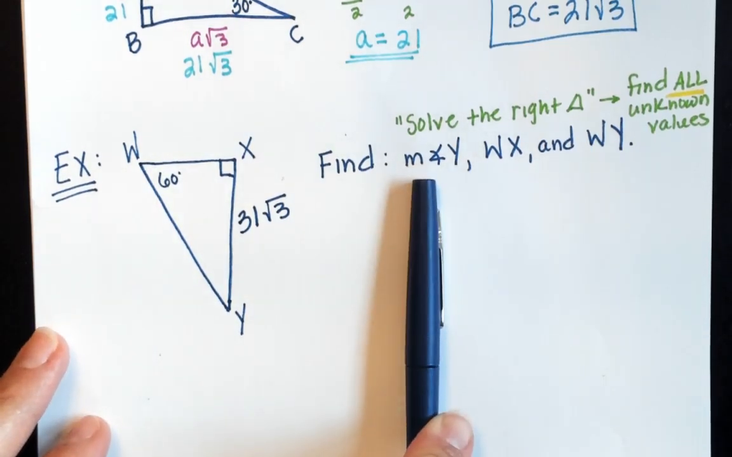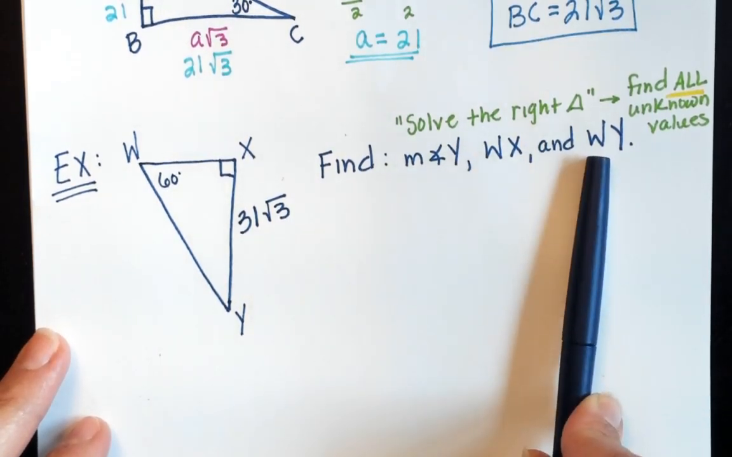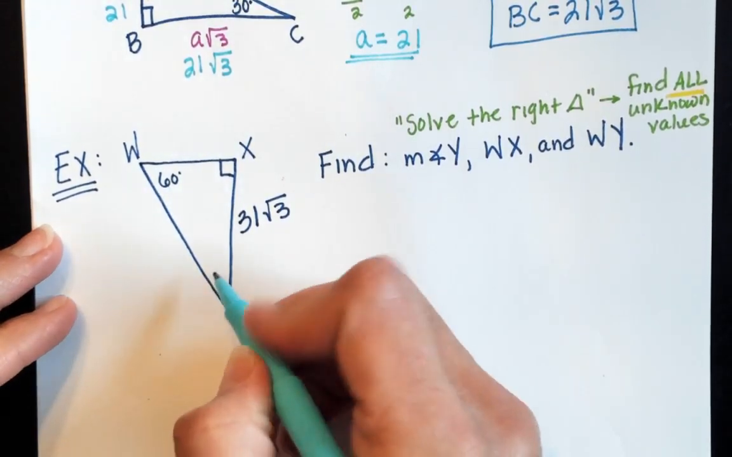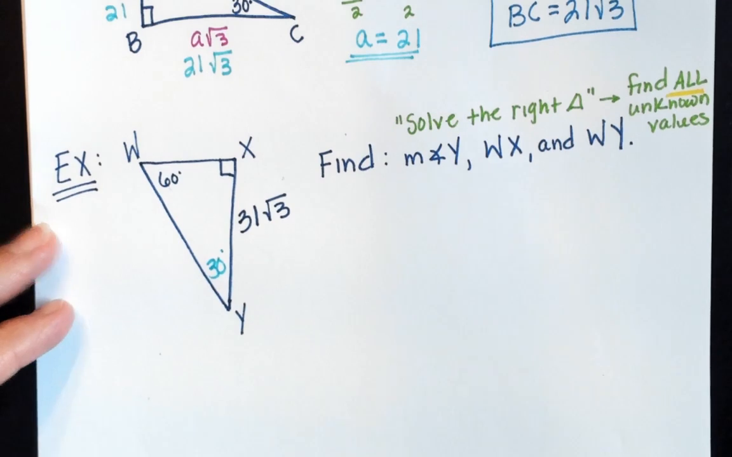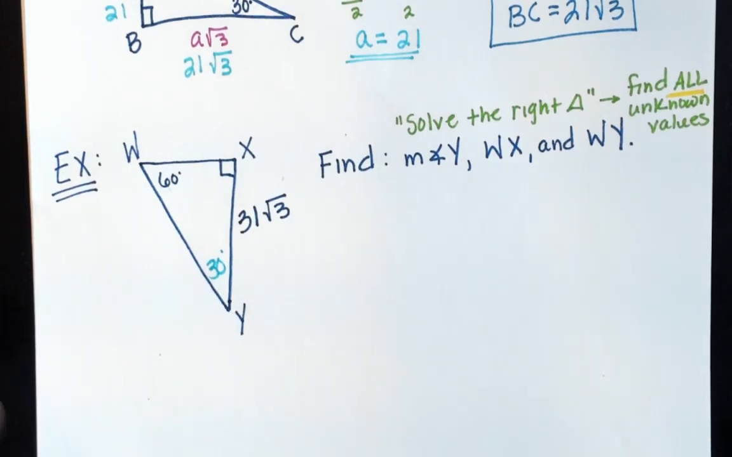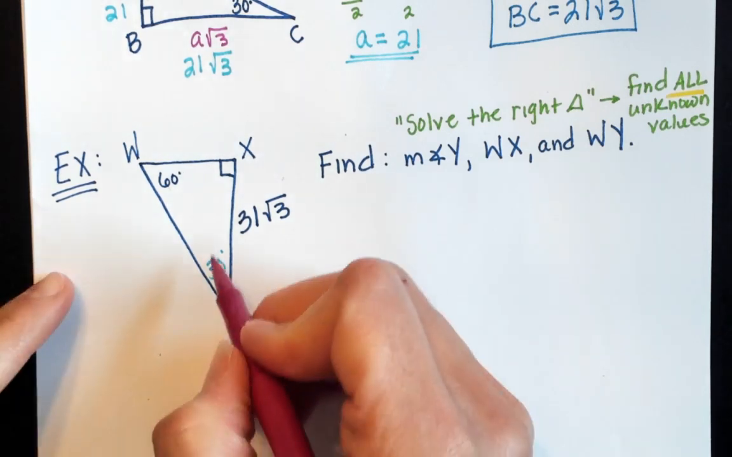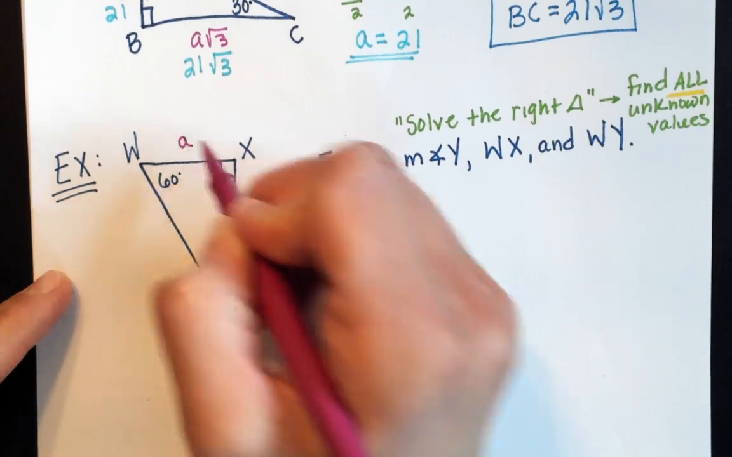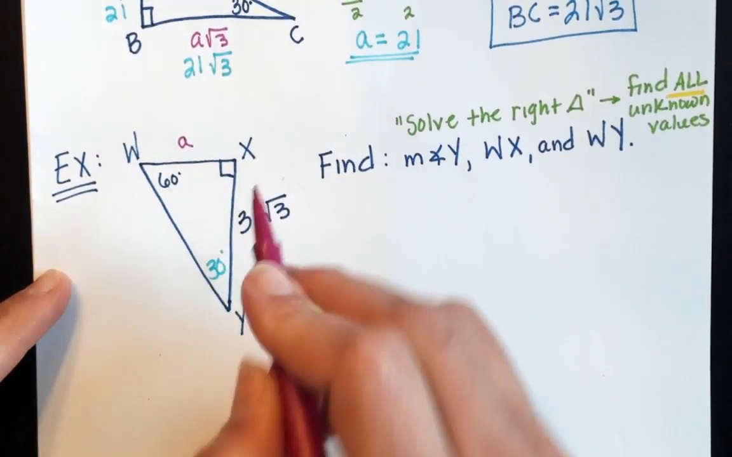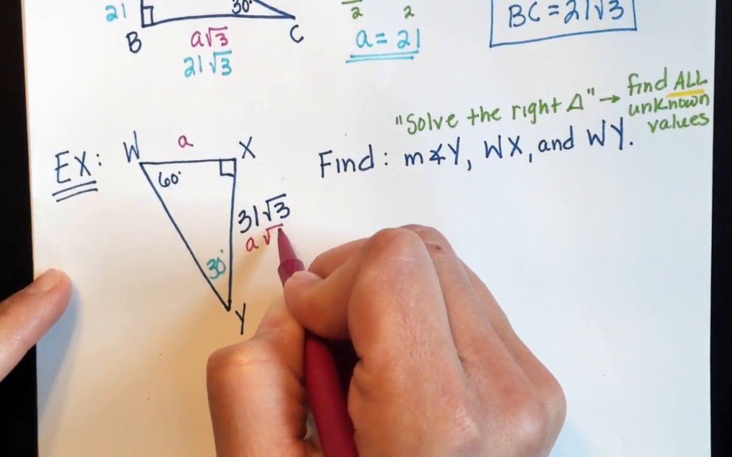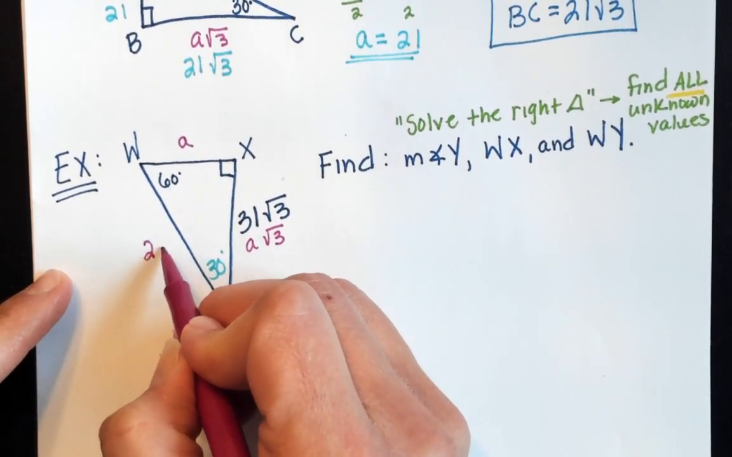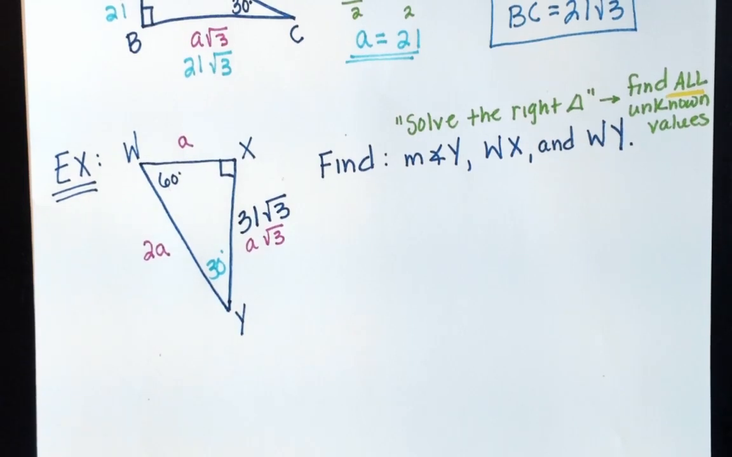We're going to name angle Y. We're going to find the length of these two sides. Well, we already know our pattern, so angle Y is going to be pretty easy to fill in. We then pick our formula. If it's 30, 60, 90, we know opposite the 30 is A. Opposite the 60 is A radical 3. And opposite the 90 is 2A.